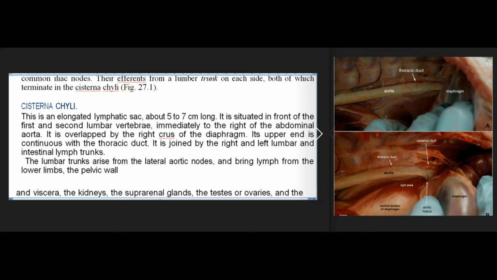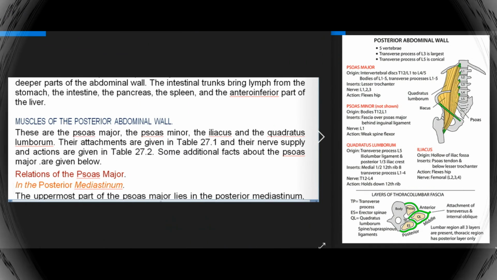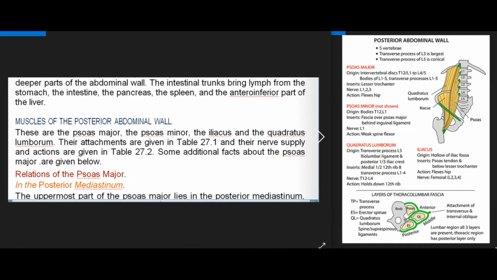The lumbar trunks arise from the lateral aortic nodes, and bring lymph from the lower limbs, the pelvic wall and viscera, the kidneys, the suprarenal glands, the testes or ovaries, and the deeper parts of the abdominal wall. The intestinal trunks bring lymph from the stomach, the intestine, the pancreas, the spleen, and the antero-inferior part of the liver.